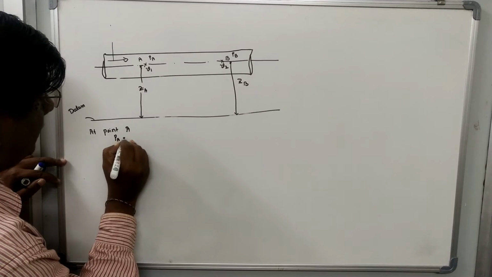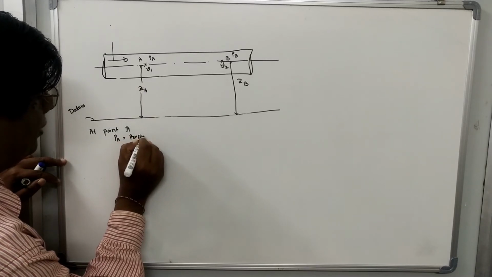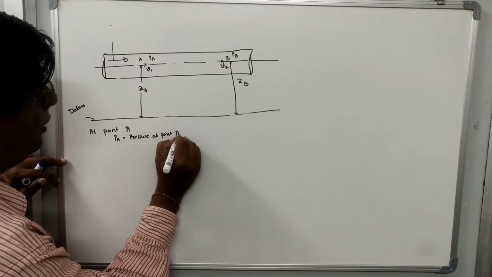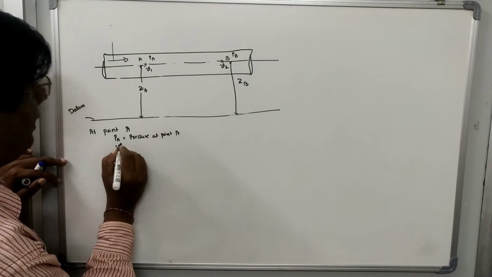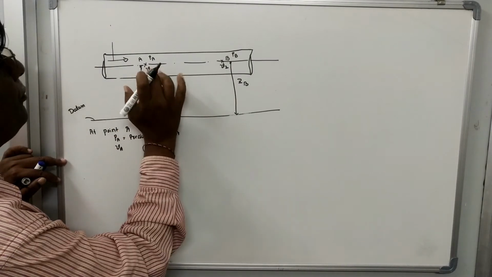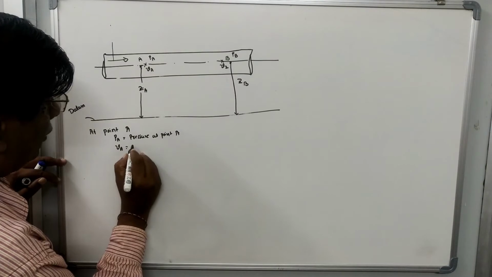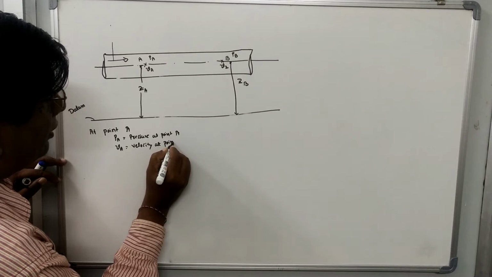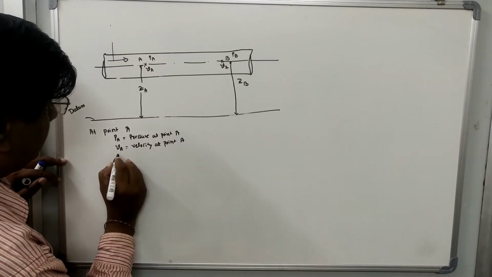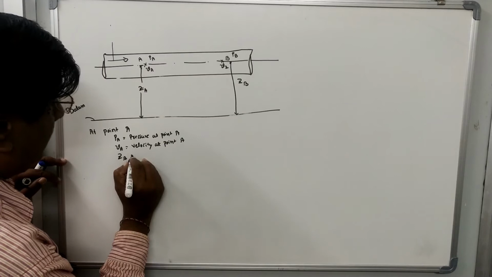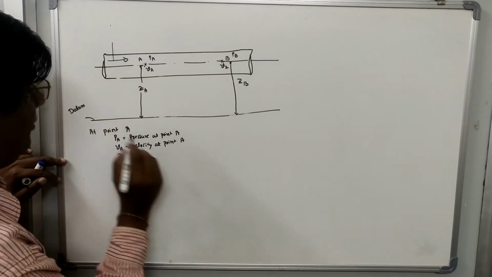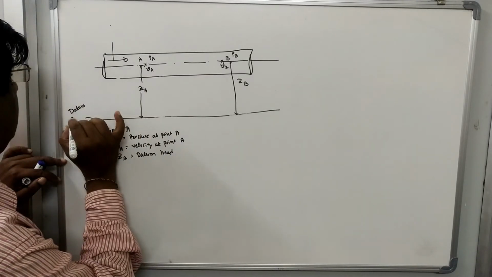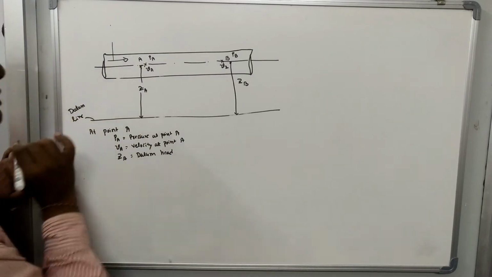PA is the pressure at point A, then VA, you can take VA or V1, both are same, is the velocity at point A, then ZA is the datum head. That is some reference line, datum line or reference line.